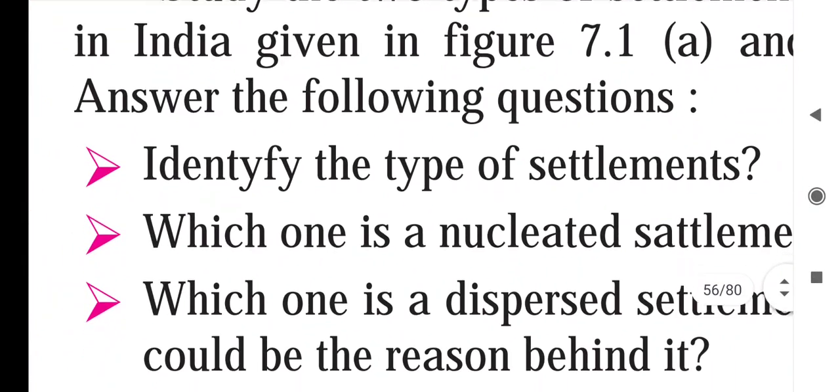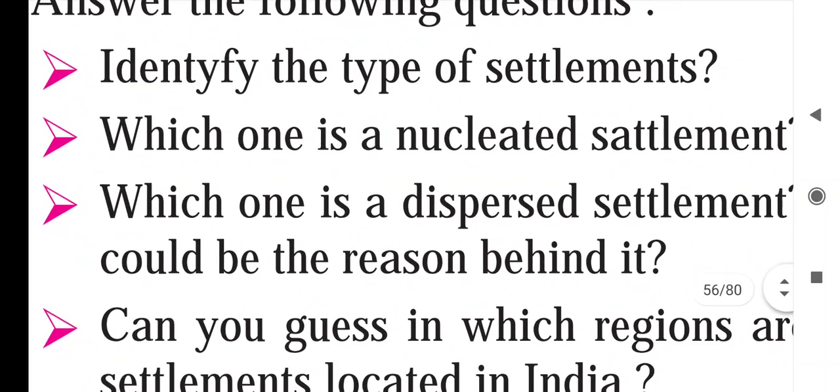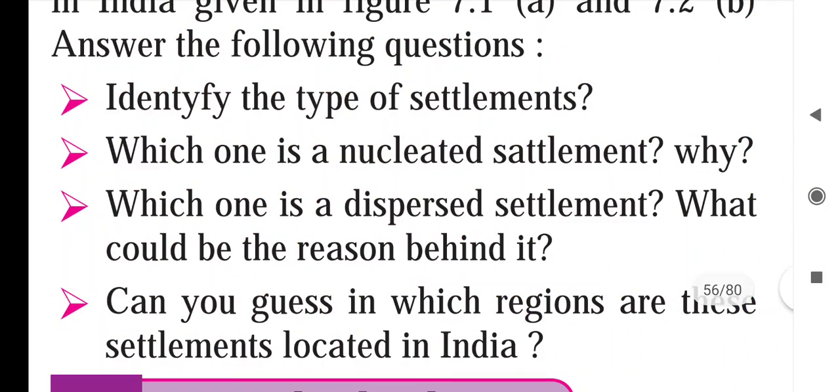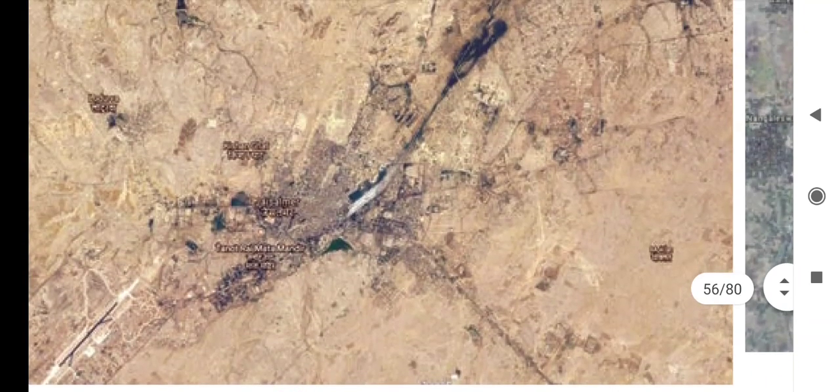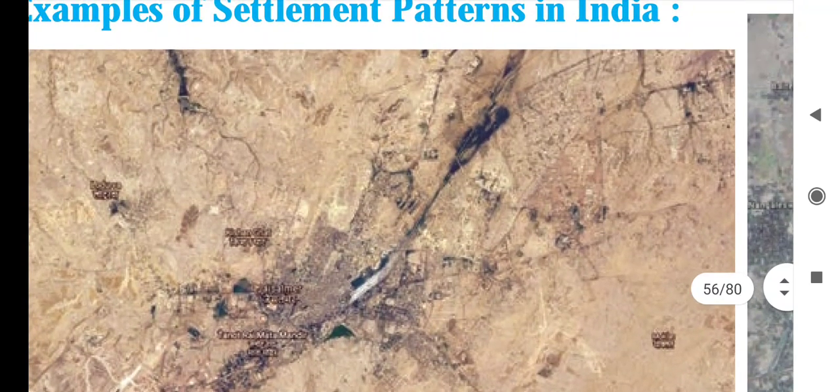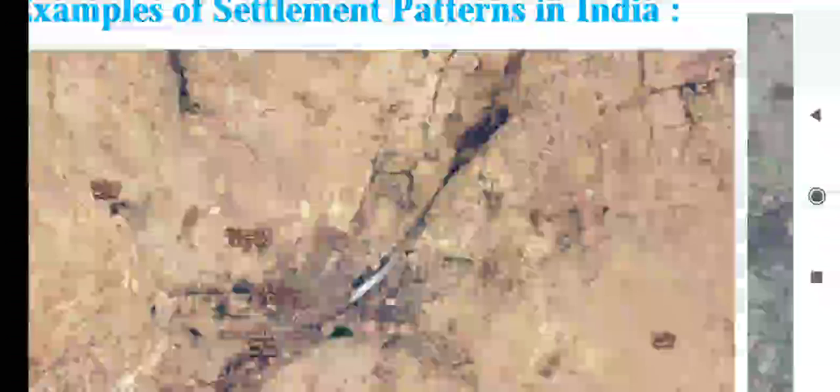The next question they have given: which one is dispersed settlement? What could be the reason behind it? So we can see some part of Gujarat, Arunachal Pradesh, Jammu Kashmir, that belt. In these regions we can find dispersed settlement in India, because the people there will not get suitable climatic conditions.